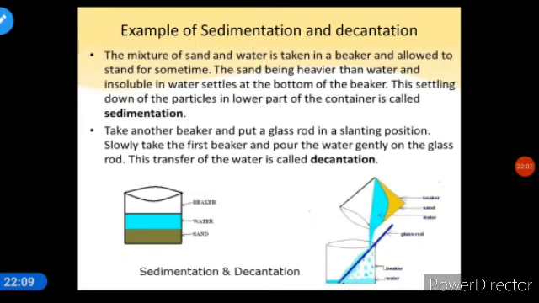Take another beaker and put a glass rod in a slanting position. Slowly take the first beaker and pour the water gently along the glass rod. It means we can take that same solution and pour it down slowly without disturbing the sand and water, and pour the clear liquid into another beaker. Okay, then this transfer of water is which process? Decantation. This is the example of sedimentation and decantation.